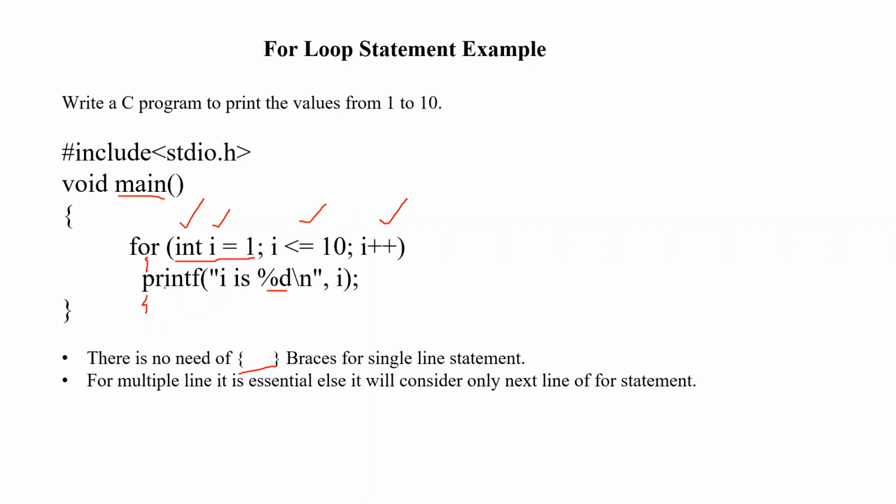Why have I not given a curly bracket for the body of the loop of this for loop? Only this printf statement is the body of the loop, and we have seen in the syntax that we have to enclose the body of the loop within the curly bracket. But I have not enclosed it. Why? Because we have only a single line statement. Understood? We have only one statement in the body of the loop, so we need not enclose it within the curly bracket.